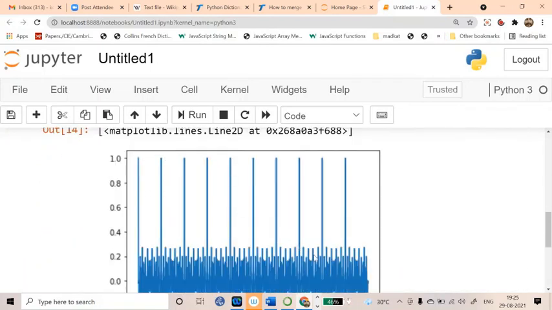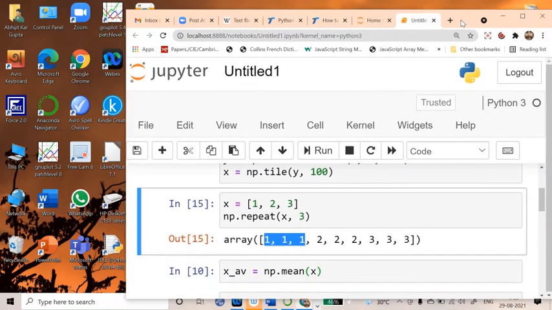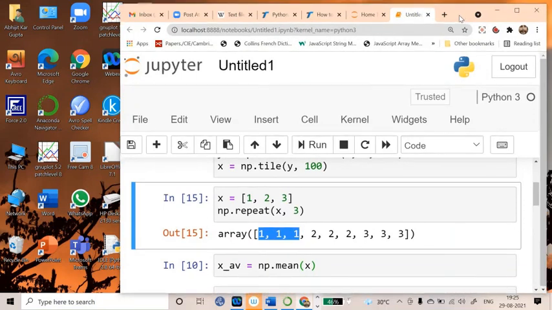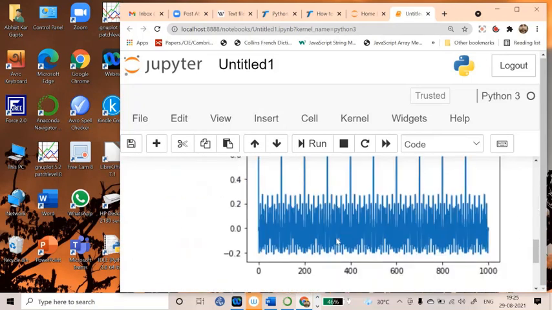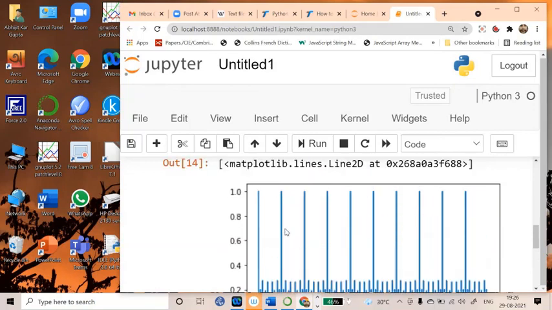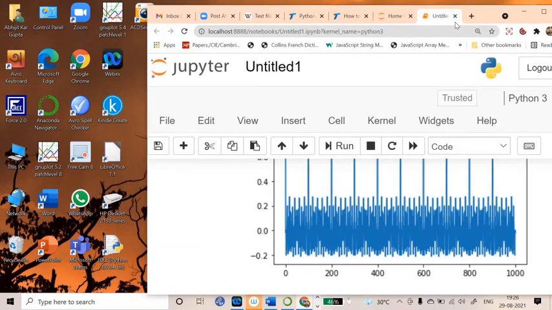It will be falling from one to something, and you can discover yourself that for any set of numbers which has certain repetitions or patterns in it, if we calculate the autocorrelation, the autocorrelation plot will show some pattern, with values much higher than zero, either positive or negative, but closer to one or so. So that's it.